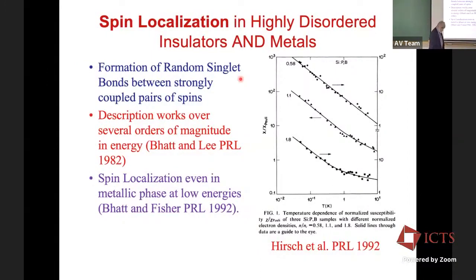And we also showed later, about a decade later, with Daniel Fisher, that even the metallic phase has localized spins. So spin localization exists for large disorder, certainly at low energies. Okay, this is all low energy physics that I'm talking about.